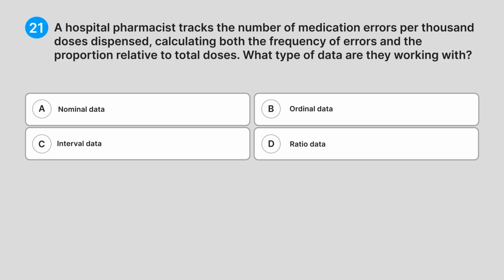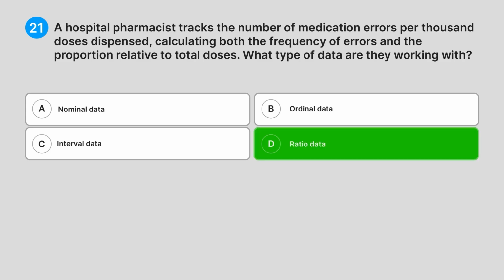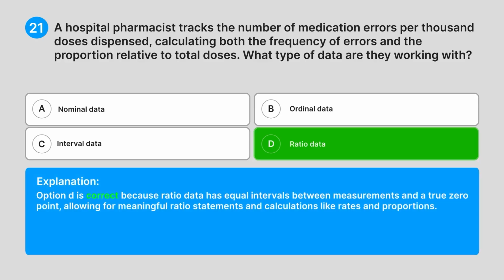Correct answer, D. Ratio data. Explanation. Option D is correct because ratio data has equal intervals between measurements and a true 0 point, allowing for meaningful ratio statements and calculations like rates and proportions.